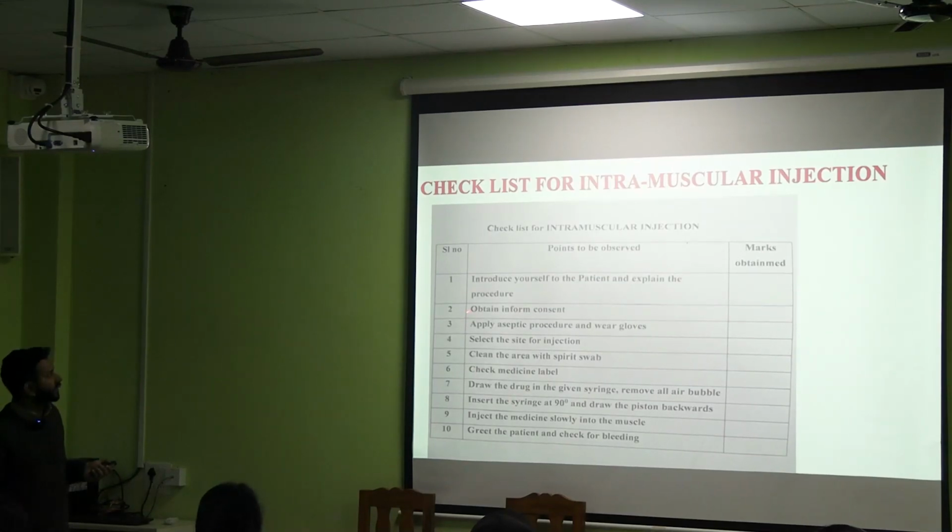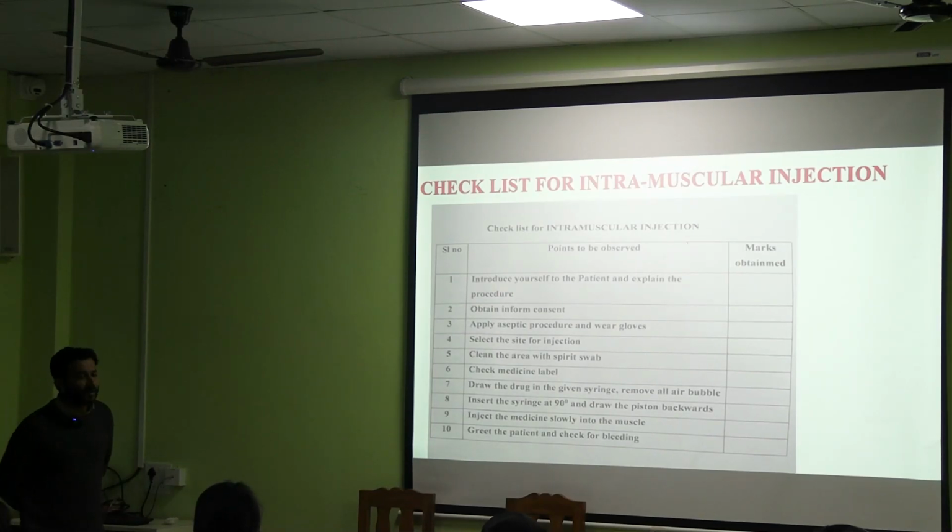First, you introduce yourself to the patient and explain the procedure. You introduce yourself and then explain what procedure you are going to perform, whether it is intramuscular, intradermal, or subcutaneous, whatever it is. This reduces patient anxiety and promotes patient cooperation. Then obtain informed consent, then apply aseptic procedure and wear gloves.